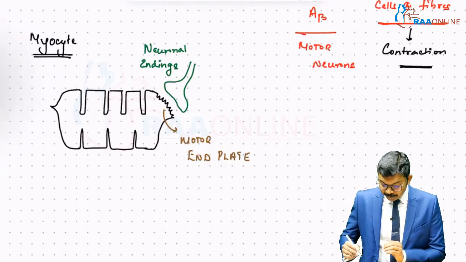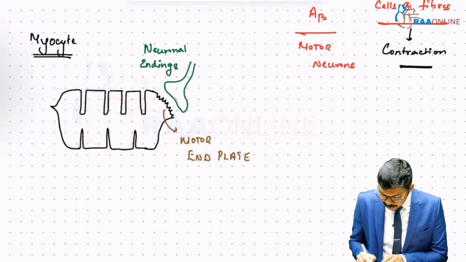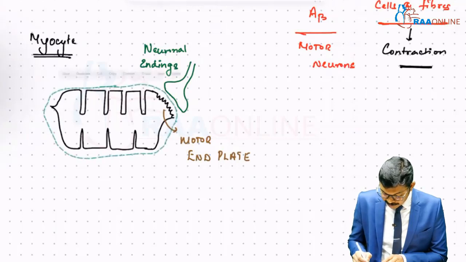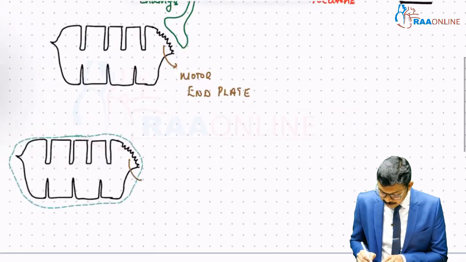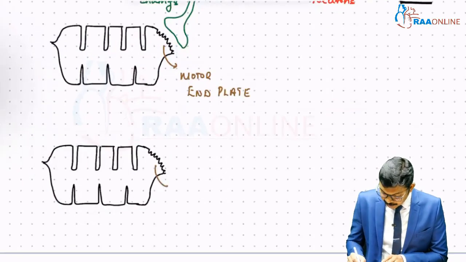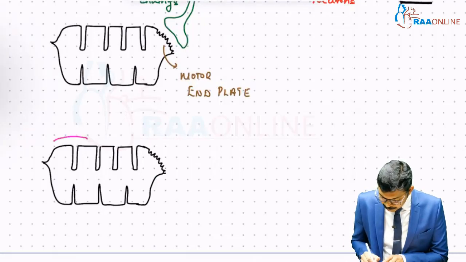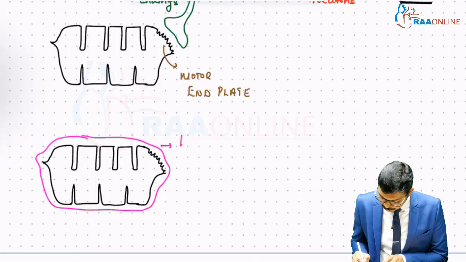Now people, if you take up a myocyte, I just take one myocyte alone and I'll show you how this one myocyte is present in a muscle. So consider this as a myocyte, and this whole myocyte is surrounded by a membrane, and this membrane that surrounds the entire myocyte is called the endomysium. This membrane is the endomysium, guys.